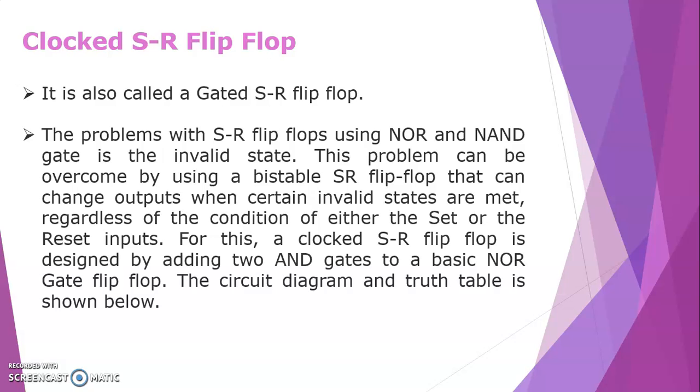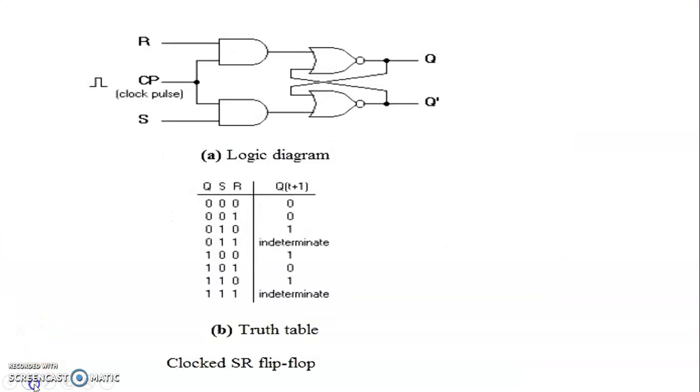For this, a clocked SR flip-flop is designed by adding two AND gates to a basic NOR gate flip-flop. The circuit diagram we can show and the truth table we can show. This is the circuit diagram. We use two AND gates and two NOR gates. Q is connected to the S and this Q is connected to the R, that is cross coupling, and one input is the clock pulse.